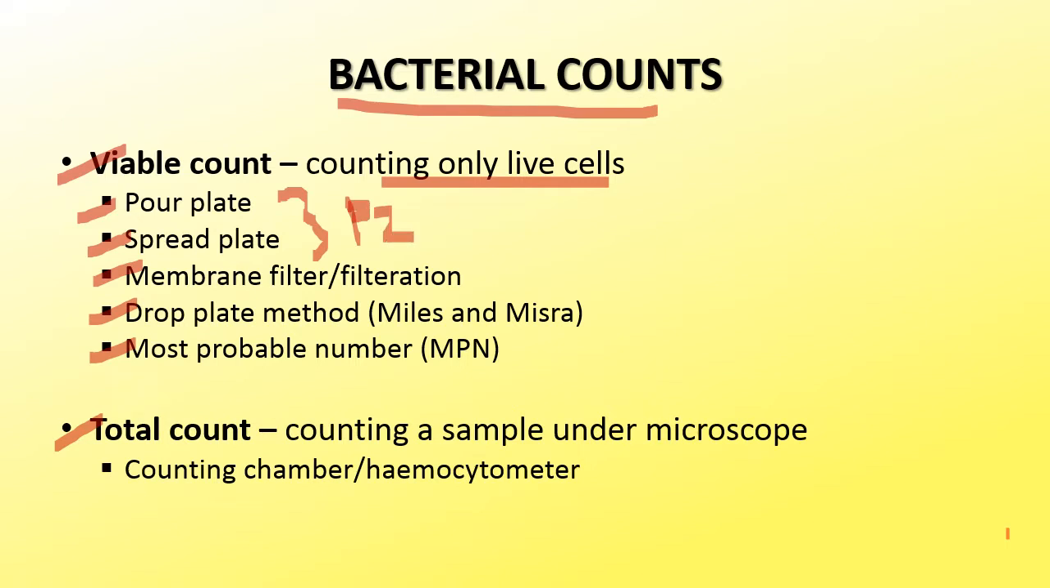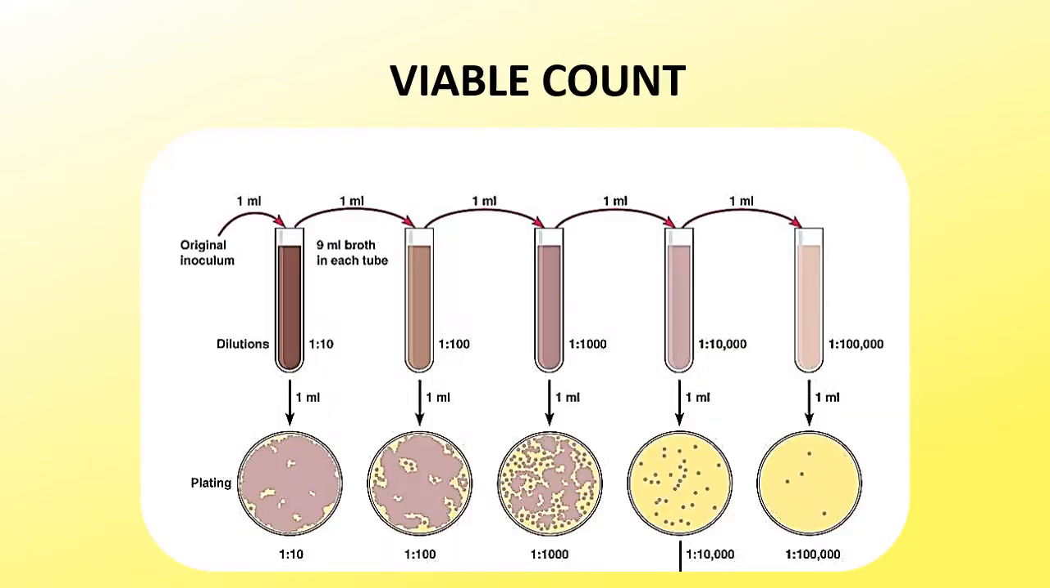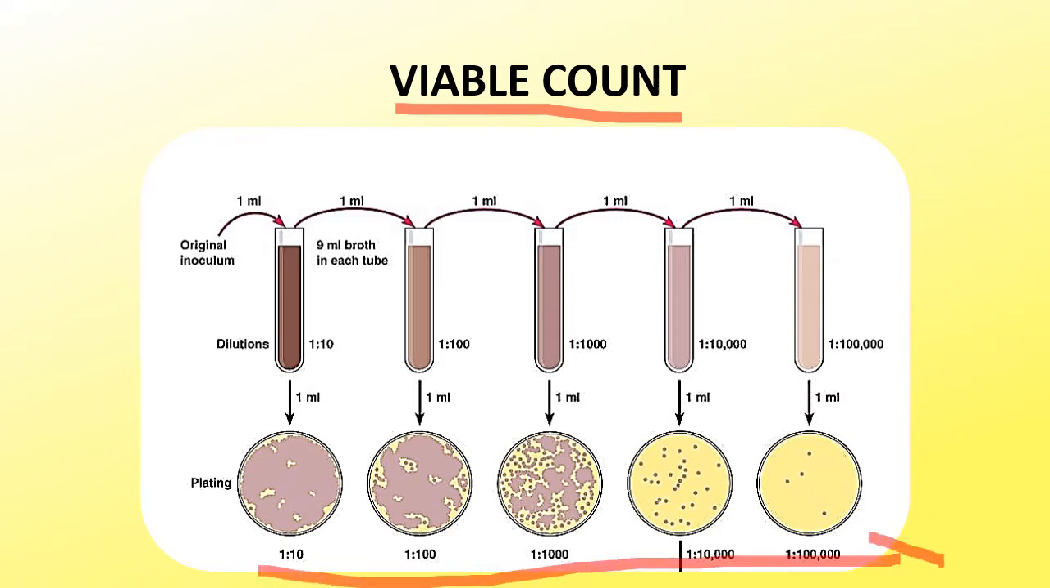When it comes to the total count, we are counting whatever we can observe under the microscope, which means we are counting live bacteria as well as dead bacteria. And usually that is performed with the help of a counting chamber, also sometimes known as a haemocytometer. One of the common practices in viable count is serial dilution. The objective of serial dilution is to dilute the concentration or density of the bacteria so that we can count them in the plate.